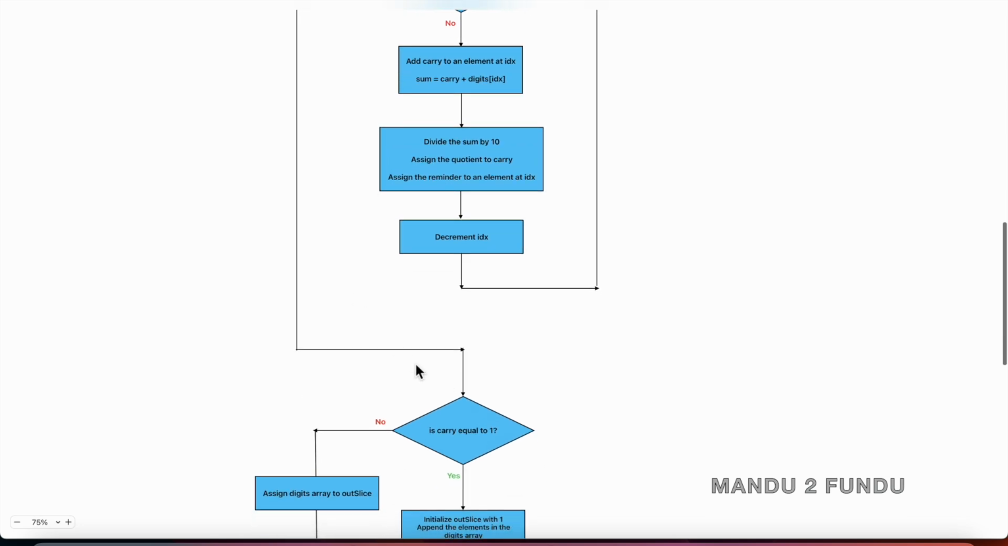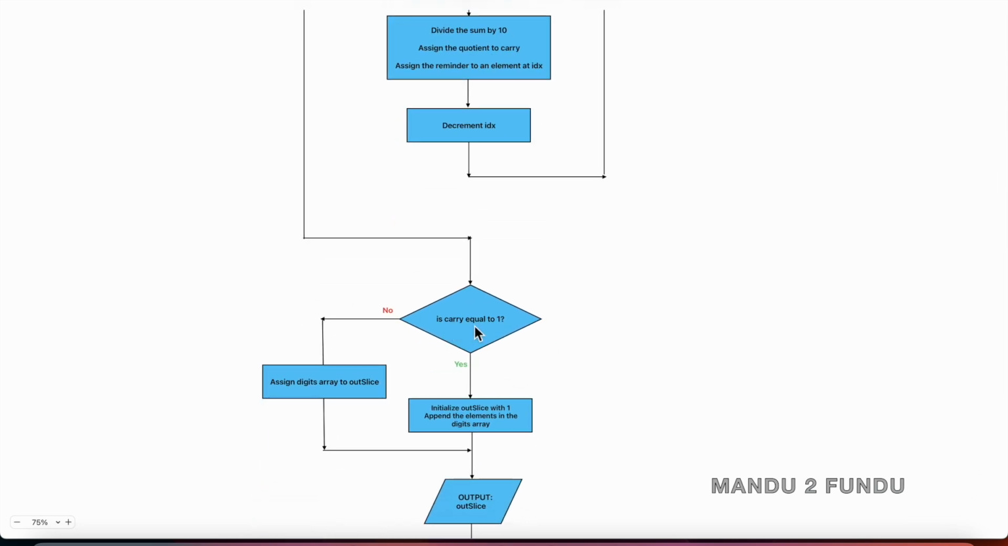Once we come out of the loop, we check whether the carry is equal to 1. If so, we add 1 to the out slice and then append all the elements in the digits array, and finally we return the out slice. If there is no carry, we assign the digits array to out slice and return the out slice.